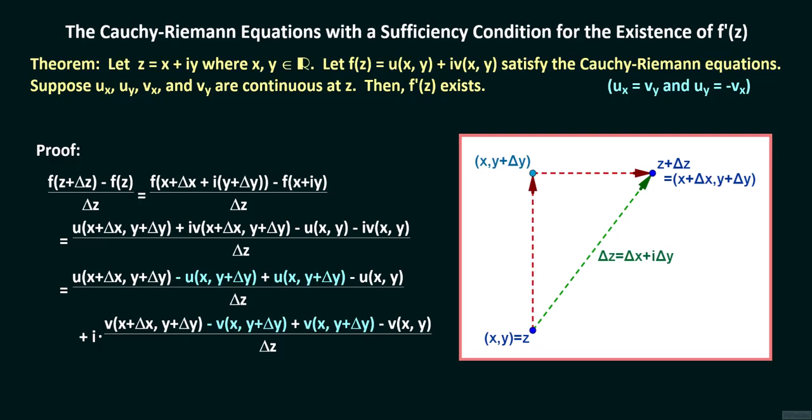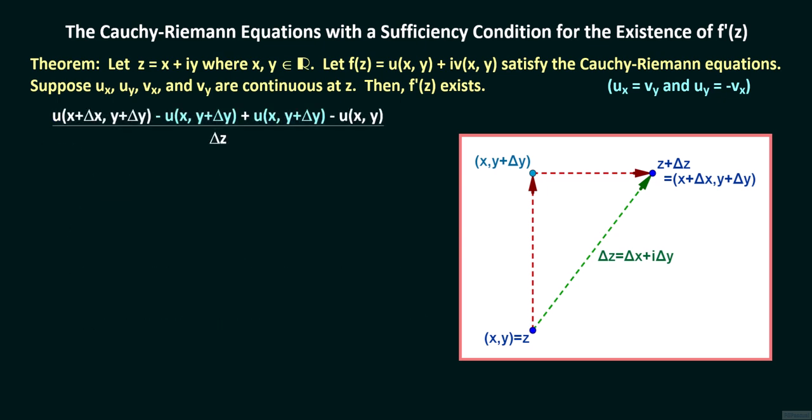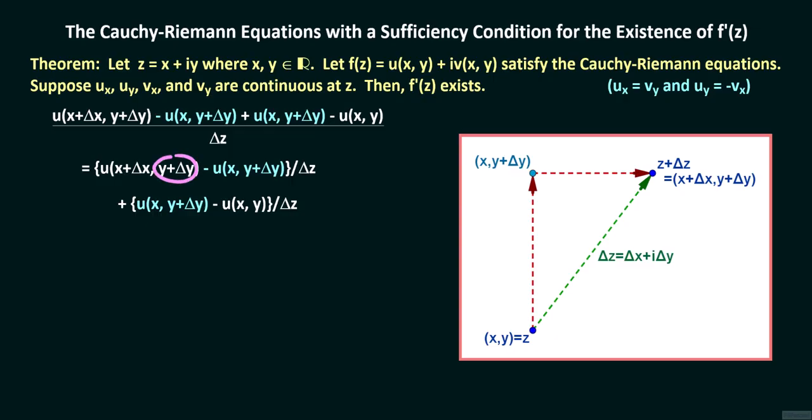Let's examine the real part of the difference quotient. We split up the numerator into two differences. Each difference is over delta z. The terms in the first difference have the second coordinate fixed at y plus delta y, but the first coordinate varies from x to x plus delta x. So we define a function g that depends on the first coordinate and rewrite the difference between these two terms as g of x plus delta x minus g of x.